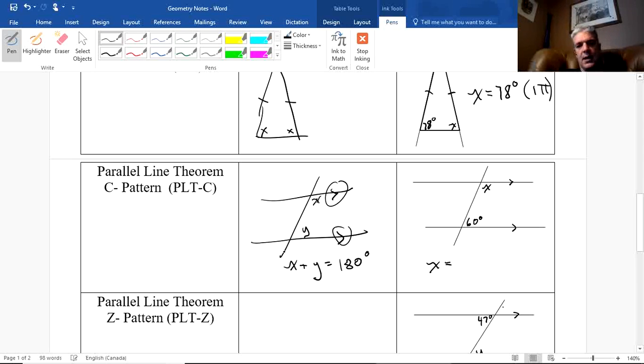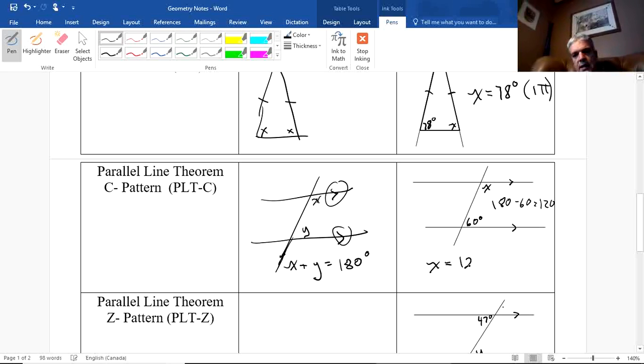Now, sometimes people look at it and go, well, that's really like an F pattern. So they'll say, you know, the F pattern can apply here, but it doesn't matter to me. F pattern, Z pattern, C pattern, I don't care. It's mostly the fact that it's the parallel lines theorem. And so this tells me that this is 180 minus 60, and I think I can do this without a calculator. That's 120 degrees. And the reason would be PLT-C pattern, okay?